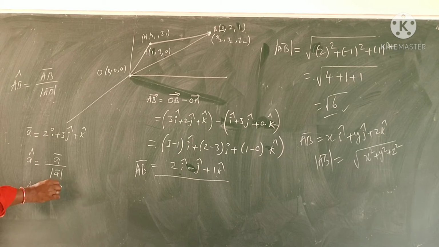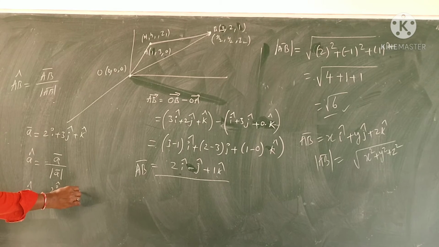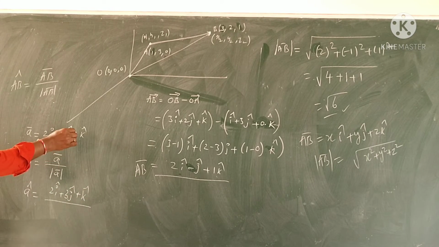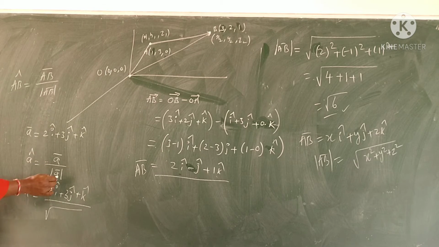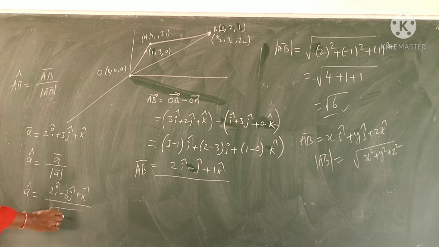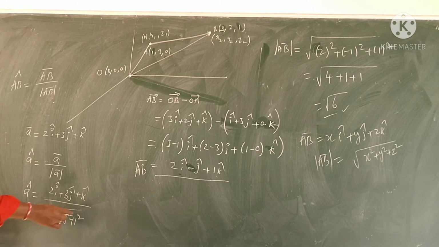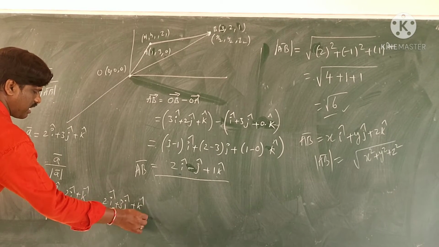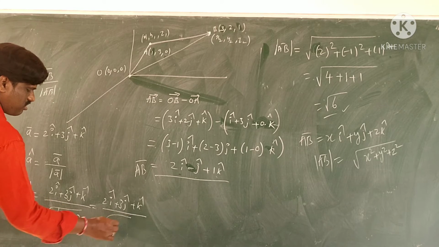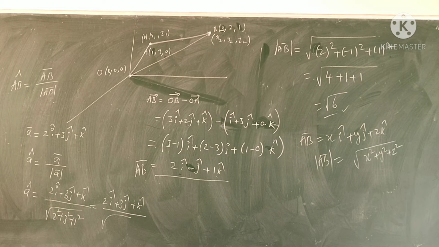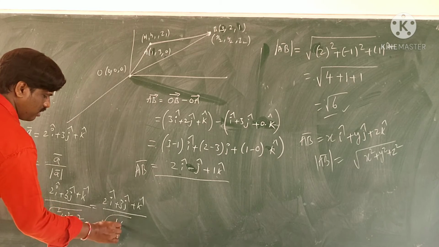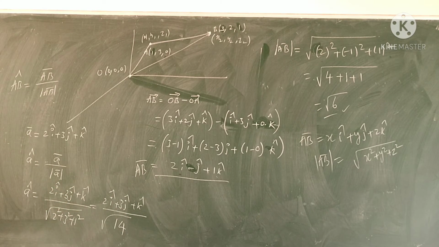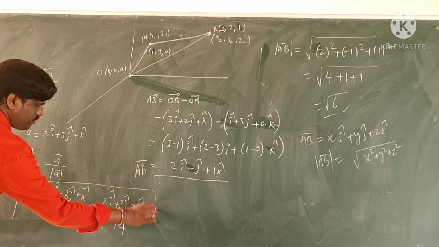So the unit vector is equal to 2 i cap plus 3 j cap plus k cap, divided by the square root of 2 square plus 3 square plus 1 square. 2 square is 4, 3 square is 9, 9 plus 1 is 10, 10 plus 4 is 14. So the unit vector will be 1 by the square root of 14 times (2 i cap plus 3 j cap plus k cap). This is the unit vector.